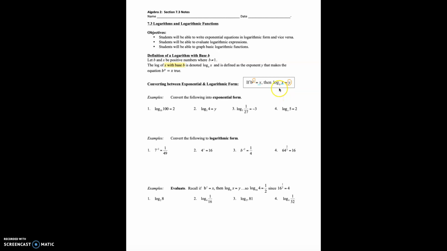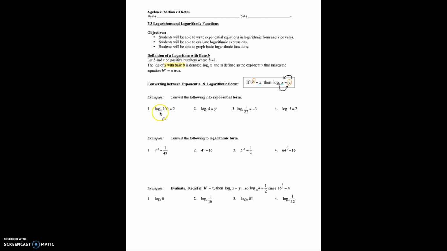So you can sort of think of it this way. b to the y power is equal to x. So we're going to take these 4 problems here that are written as logs, and we're going to write them in exponential form.